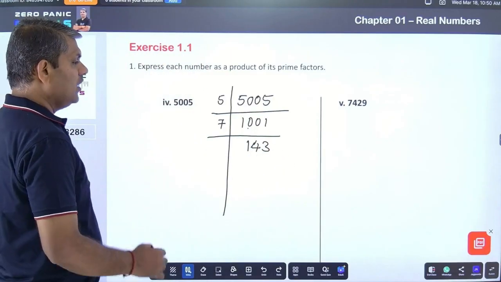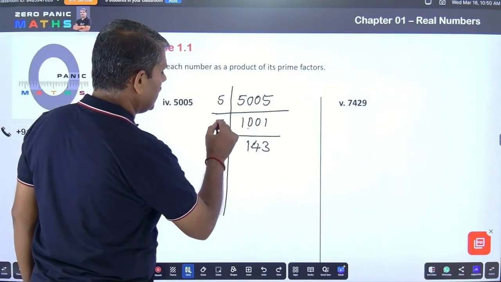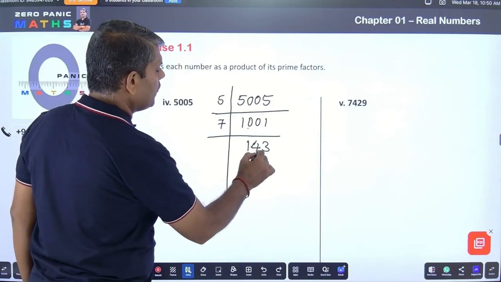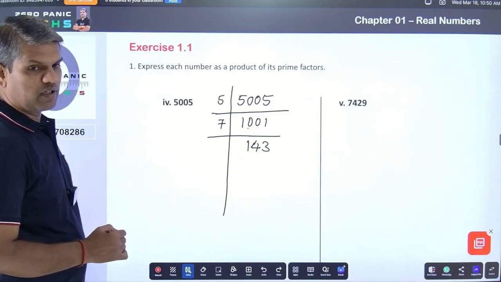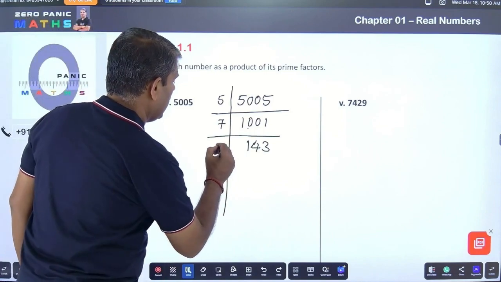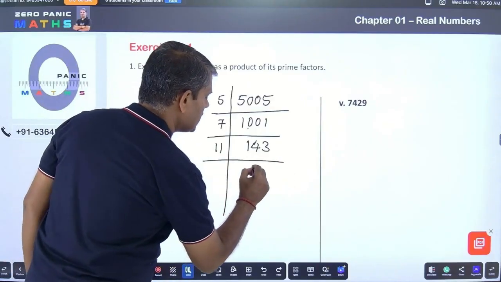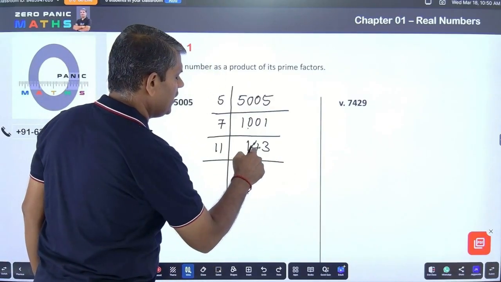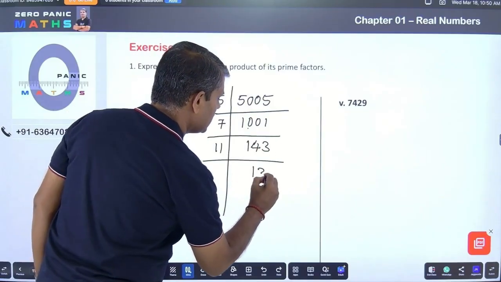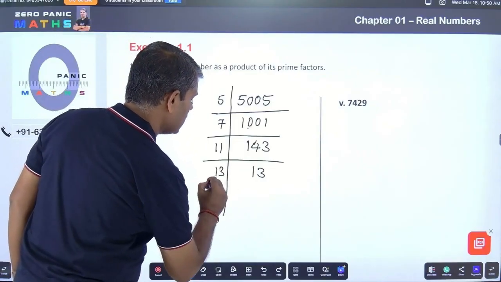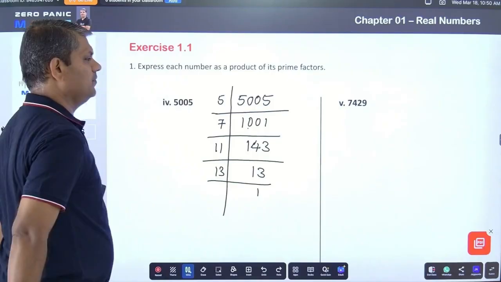Okay, now can I go with any other number, or should I see whether 143 itself is a prime number? It'll go with 11. 11 ones are 11, 3 remained and 33. 11 threes are 33. 13 itself is a prime number, so 13 ones are 13.